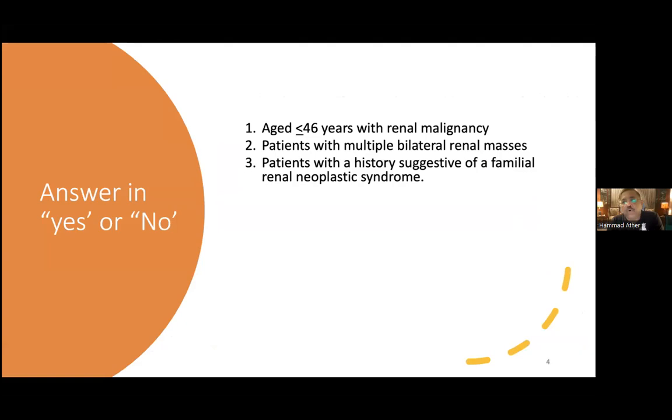So before we proceed, I have three questions for the audience. They can write it on a piece of paper or they can write it in the chat box. The answer to these three questions is yes or no. Question number one: is it that age 46 years and under with renal cancer, a patient with multiple bilateral renal masses, and a patient with a history or suggestive of familial neoplastic syndrome, should these undergo genetic evaluation? Yes or no? Or maybe I don't know.